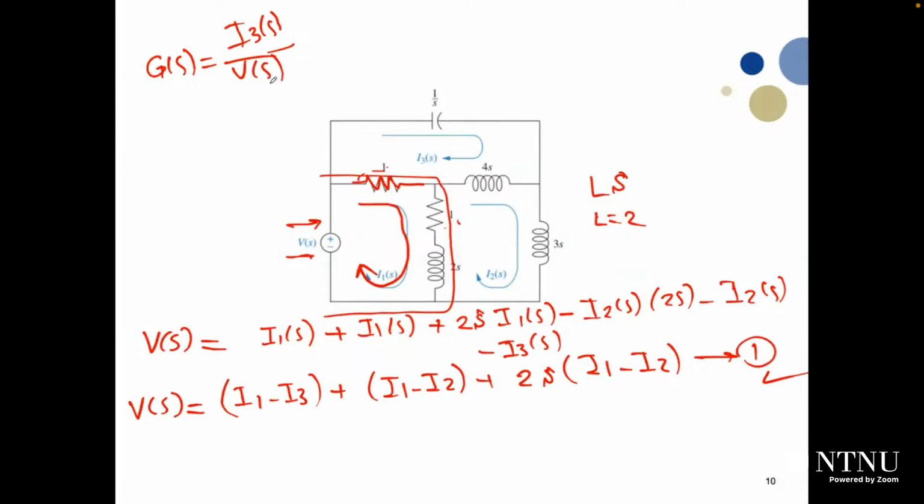So if someone asked you to write the transfer function of I3 divided by V of S, in this case we need to write the three equations because we have three loops, and we will solve those three equations to find I3 divided by V of S. So the question could be to find the transfer function of I3 divided by V of S. It could also be I1 divided by V of S, or I2 divided by V of S. So many questions, in fact. To do this, you need to write the three equations because we have three loops.